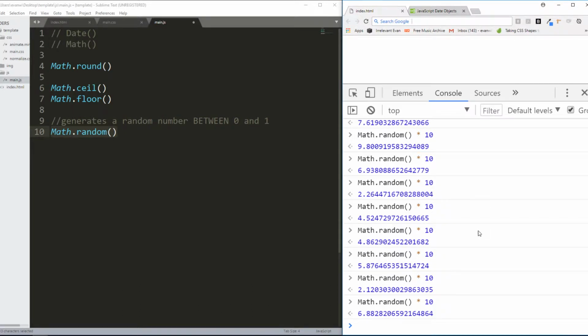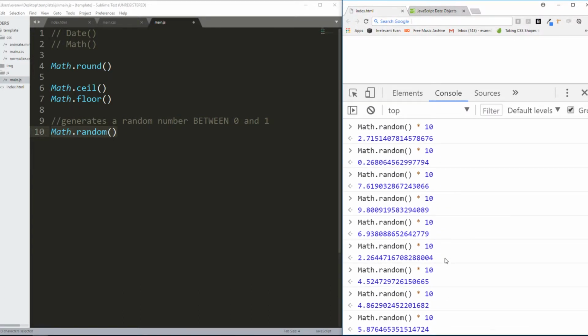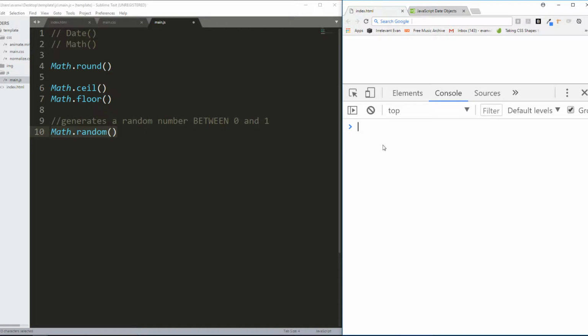Well, it's much closer, right? The only exception so far has been this 0.268064, blah, blah, blah. So there's still something going on there, something that we can't control. So let me rephrase my question. How do I generate a random whole number between 1 and 10? Well, let's try something like this.